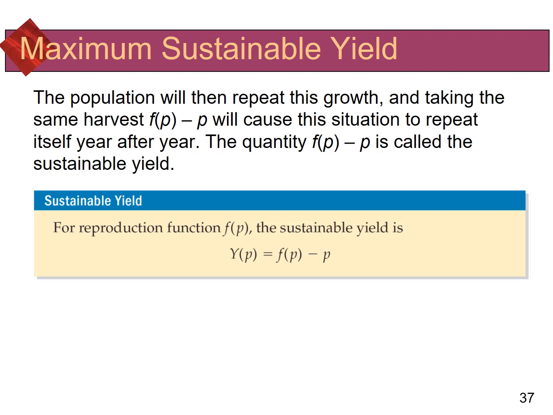The yield is going to be essentially how many can be taken away from the population and still have it maintain that same level in its population. So that's what they call the sustainable yield, and that's what the function y of p is. It's equal to the growth function for the population, f of p minus p, the population for that year.